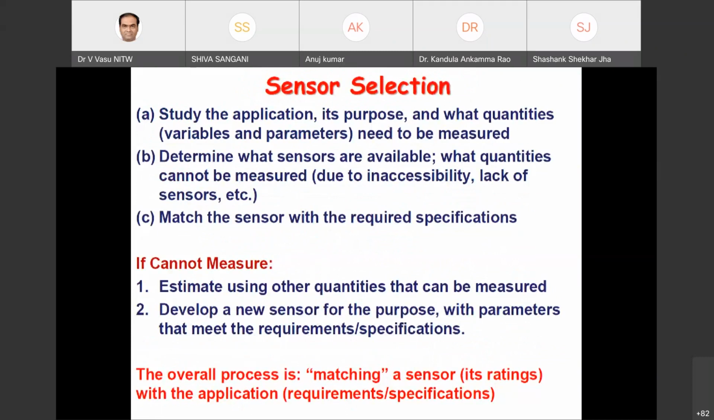First, you have to study the application, its purpose, and what quantities need to be measured. That is the first step. Then determine what sensors are available, and what quantities cannot be measured due to inaccuracy or the lack of a sensor. Then match the sensor with the required specifications. This is how we can select the sensors to be used.